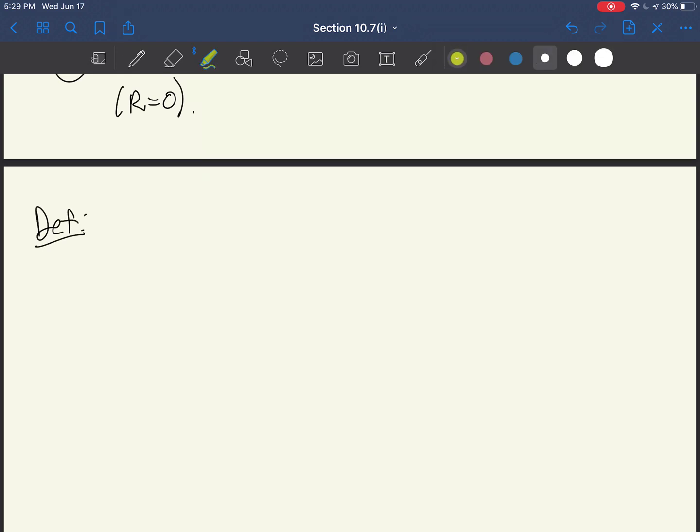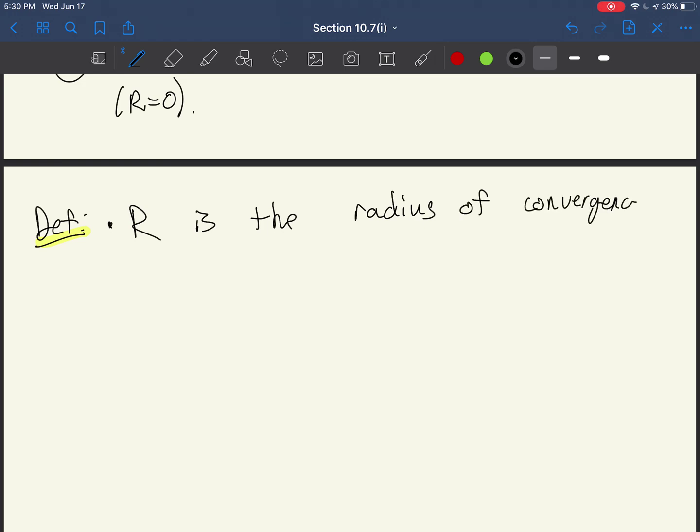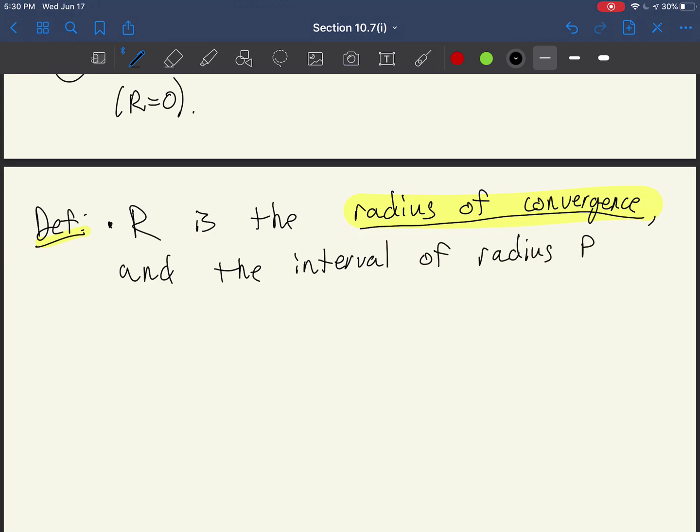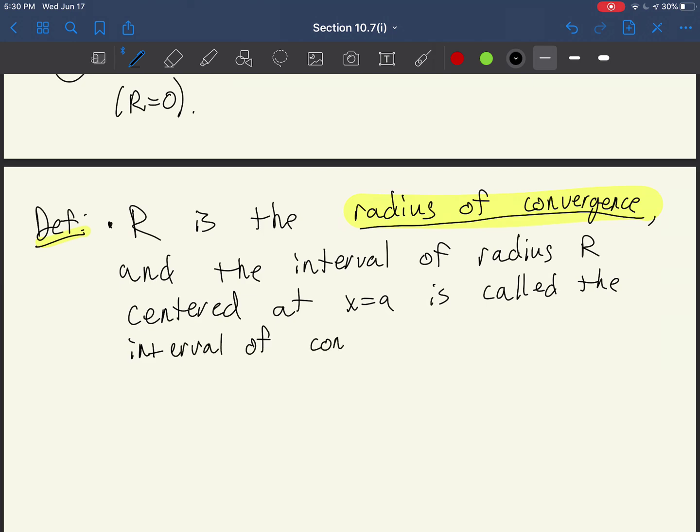So knowing that we have, before I say that, definitions. We define r to be the radius of convergence. And the interval of radius r centered at x equals a is called the interval of convergence.